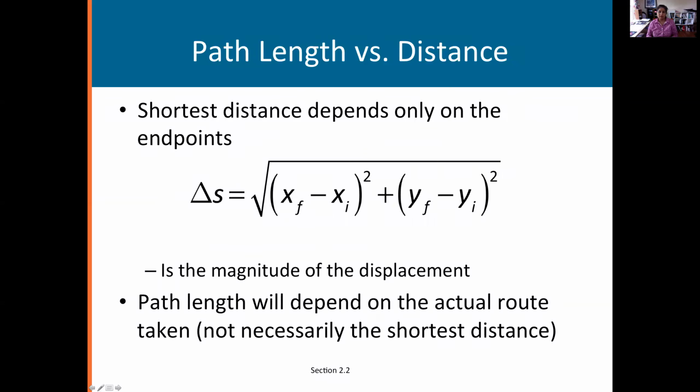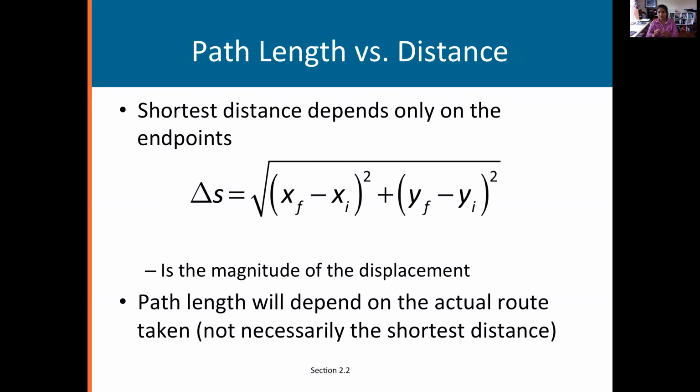So there are several terms that might be important to distinguish at this point. For example, you might want to find the distance between 2 points, and this would be the mathematical formula. If you have a point xi, yi, which are your initial coordinates in 2 dimensions, and xf, yf, your final position coordinates, then the distance between your initial point and your final point is given by this mathematical formula. Delta S is the distance between them, not the displacement.